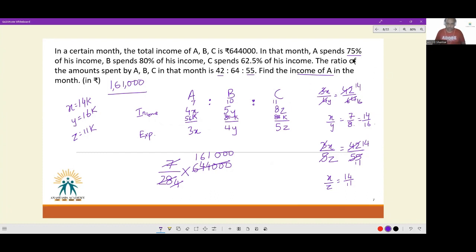A good way to work here is working with 75%, 80%, 62.5%. If you take your variable or the initial expressions in the right way, your subsequent work becomes easier to accomplish.